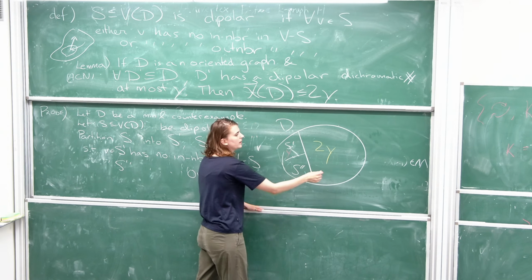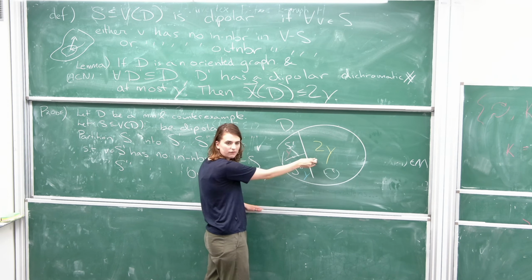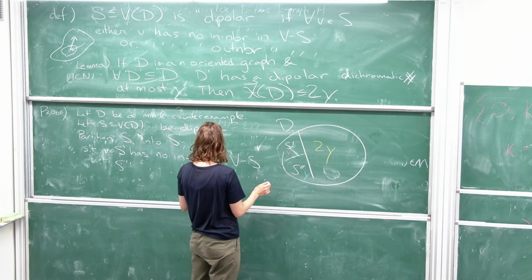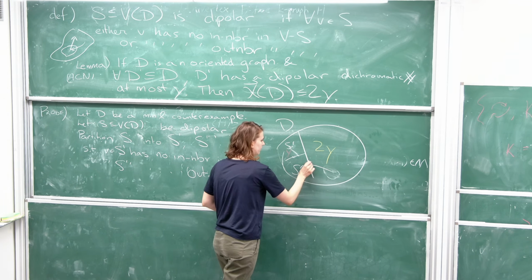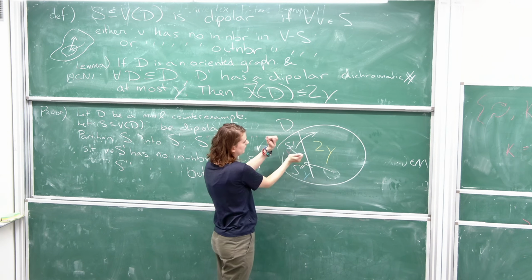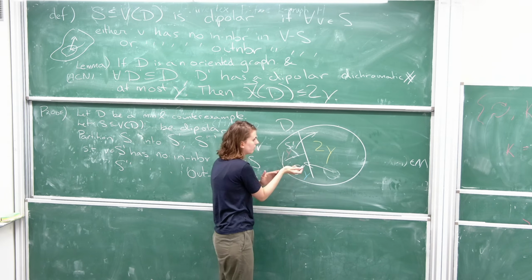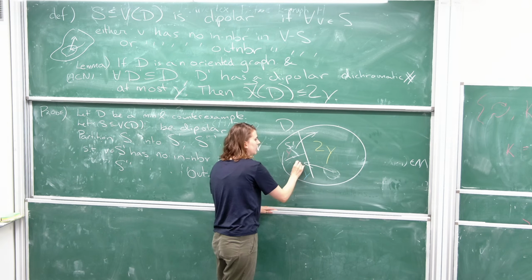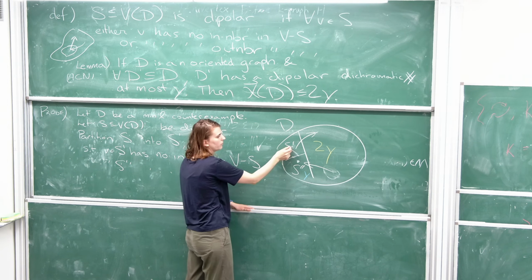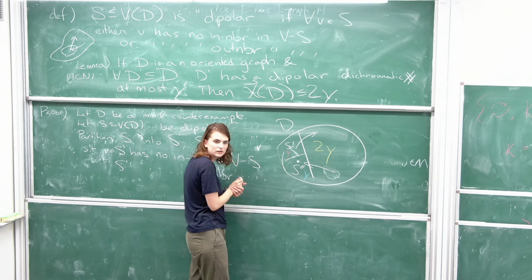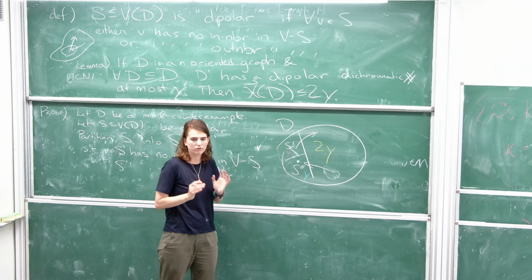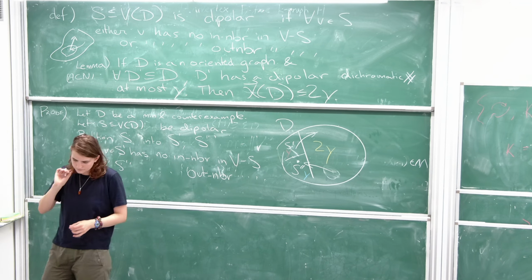Because if you had a directed cycle entirely in one of these sets, you're good because each is properly dicolored. Since S prime doesn't have out-neighbors outside, only in-neighbors, and S double prime can only have out-neighbors, any directed cycle that uses a vertex of S and a vertex not in S has to contain a vertex of both S prime and S double prime. And since we use different colors for S prime and S double prime, there's no monochromatic directed cycle.